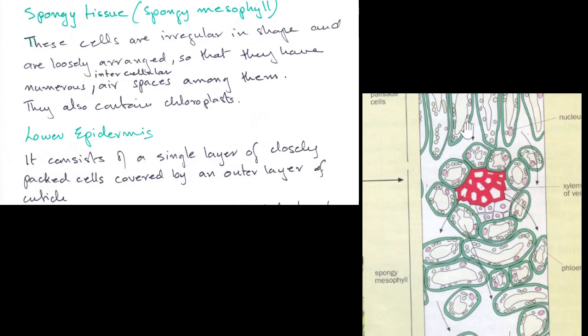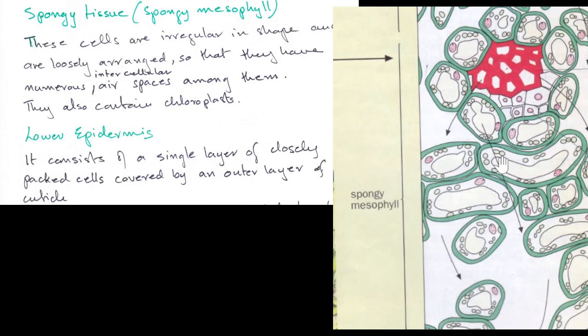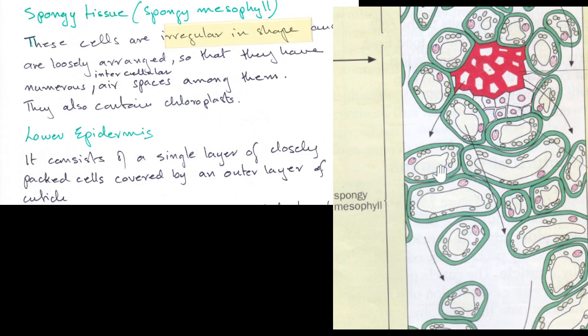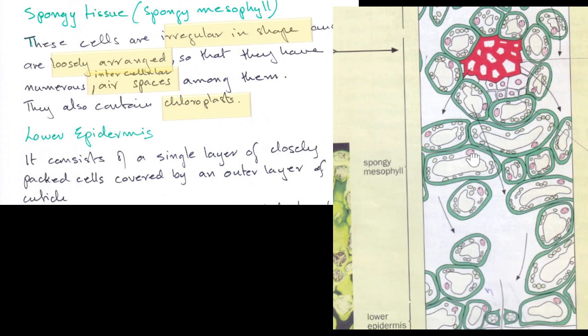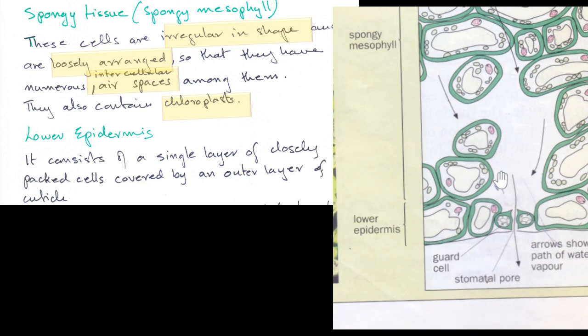Spongy tissue is also called spongy mesophyll. These cells are irregular in shape and are loosely arranged so that they have numerous intercellular air spaces among them. They also contain chloroplasts.